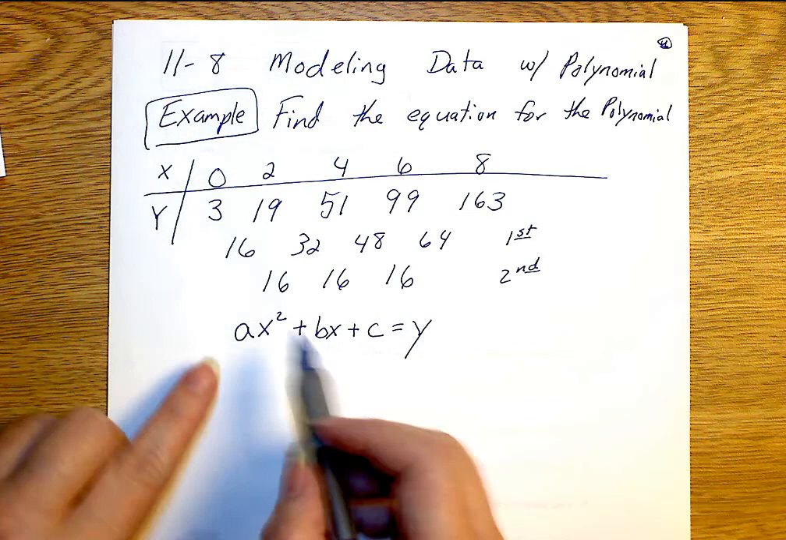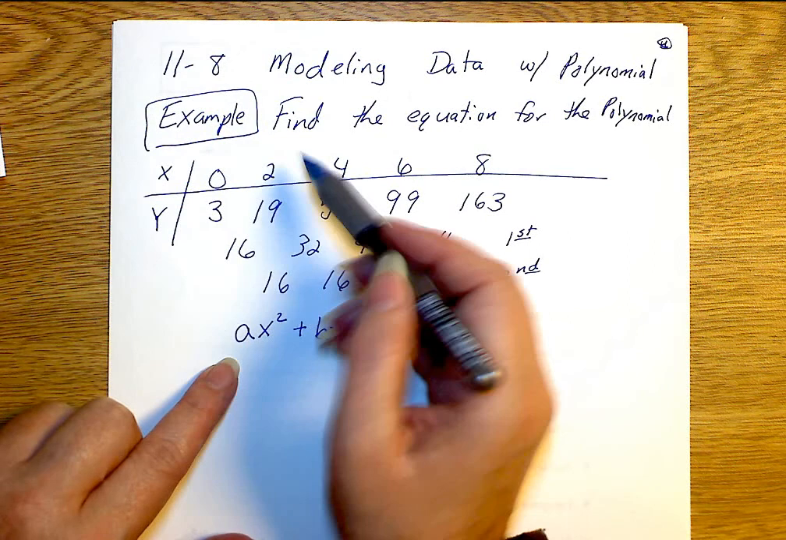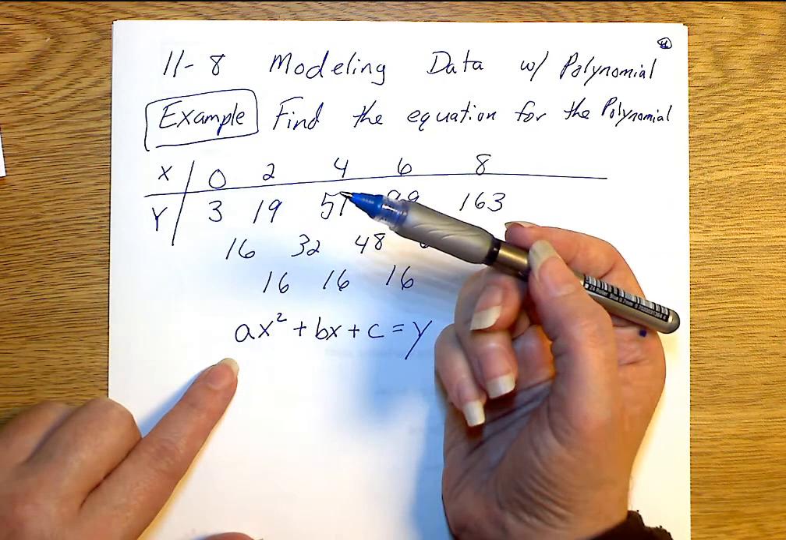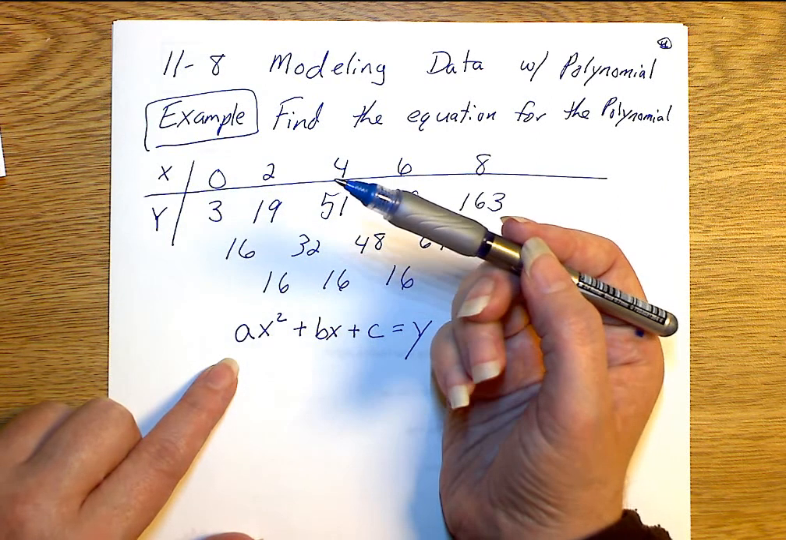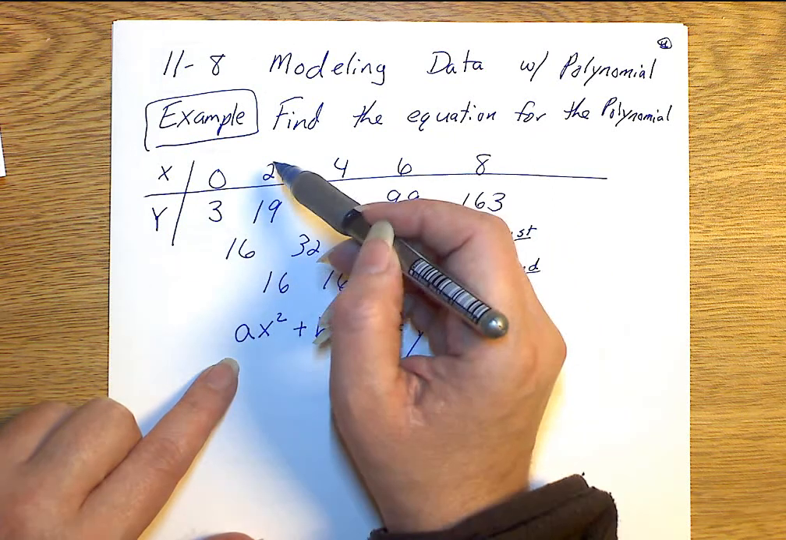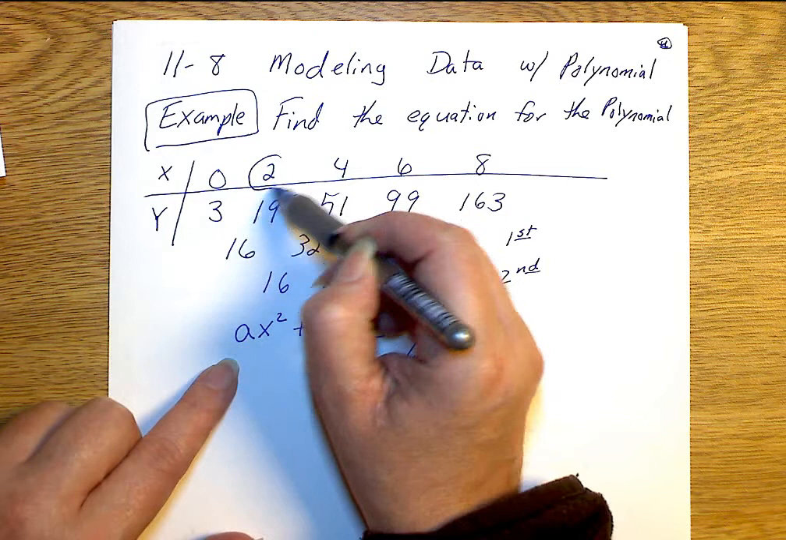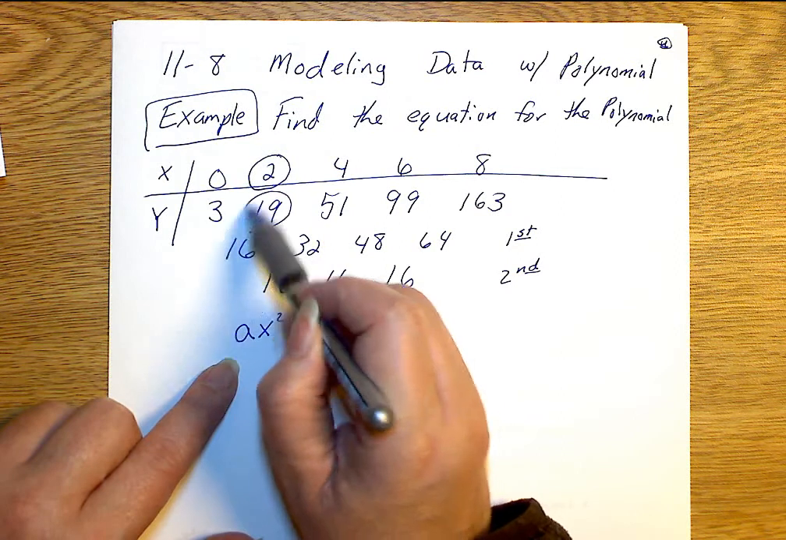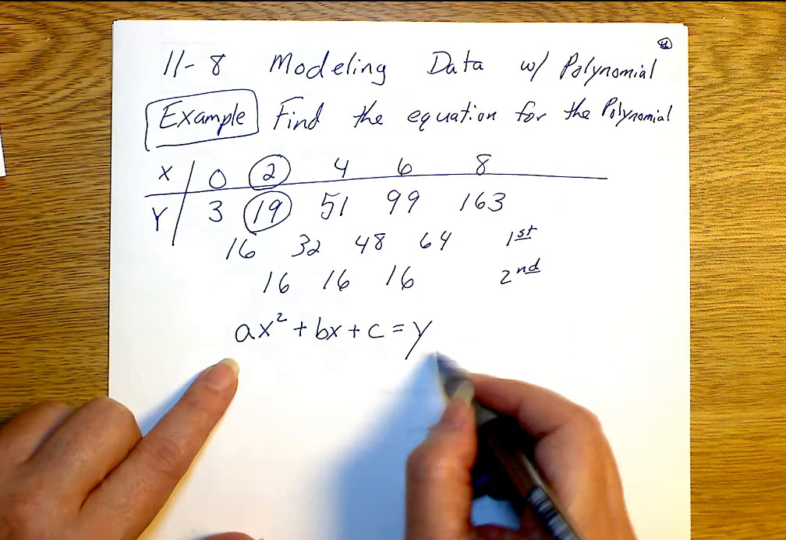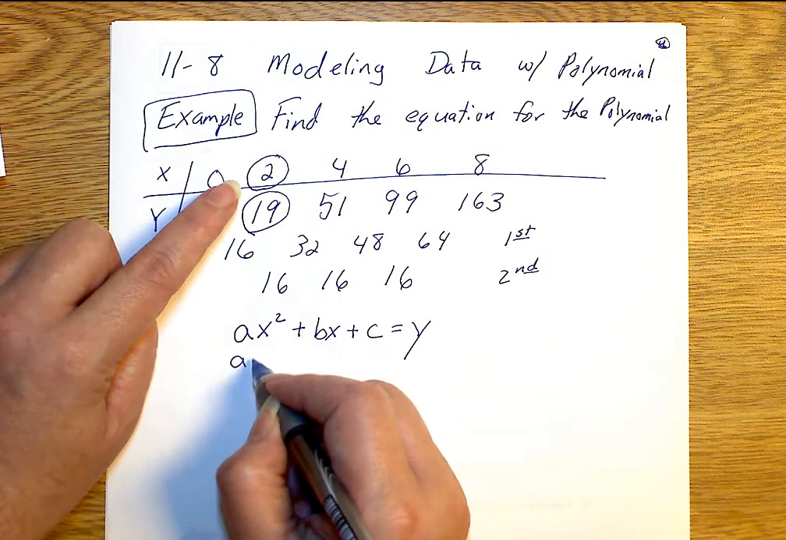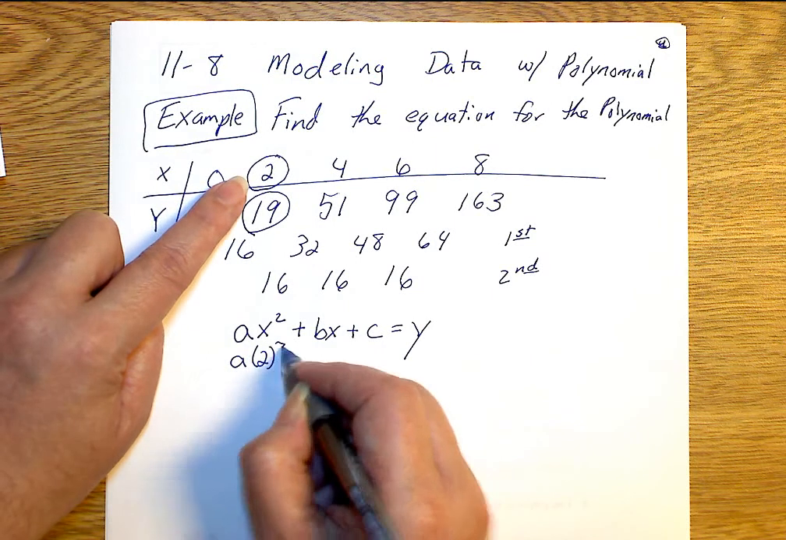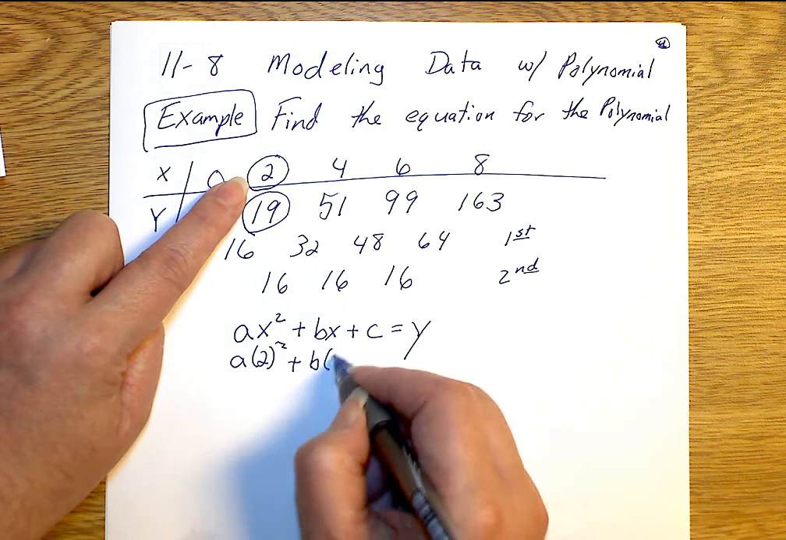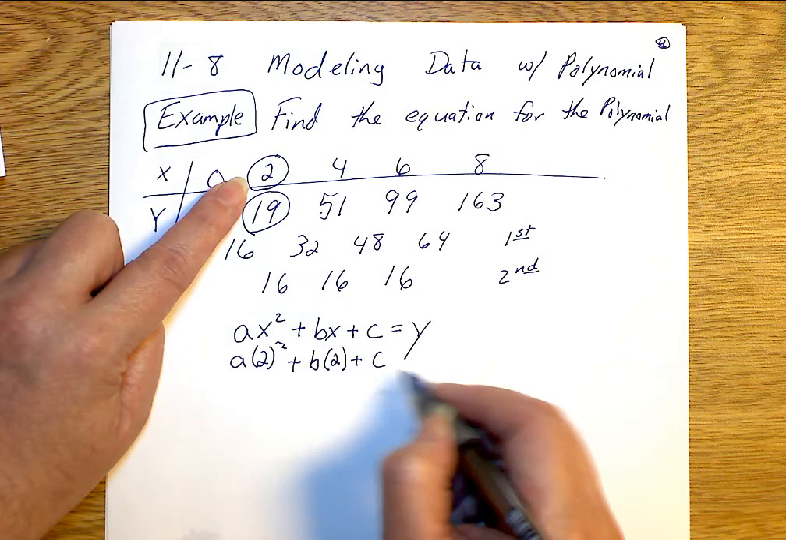So what you do is you simply take a number. Anyways, what I'm going to do is I'm going to take my number and I'm going to take 2 and I'm going to put it in for my x's, and I'm going to take my 19 and put it in for my y and get a sentence. So that means a times 2 squared plus b times 2 plus c is equal to what? 19.